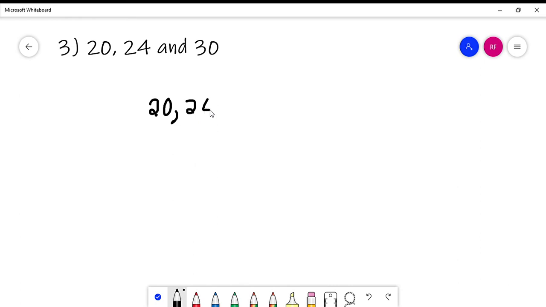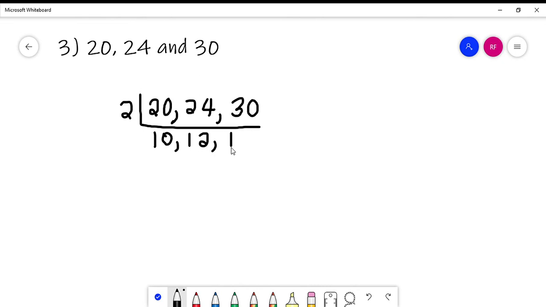24, and we have 30. So think of a number that can be divided from all of them. Of course, that would be 2, right? So since they are all even numbers, we can divide them by 2. So 20 divided by 2, that would be 10. Then we have 24 divided by 2, that would be 12. And 30 divided by 2 is 15.